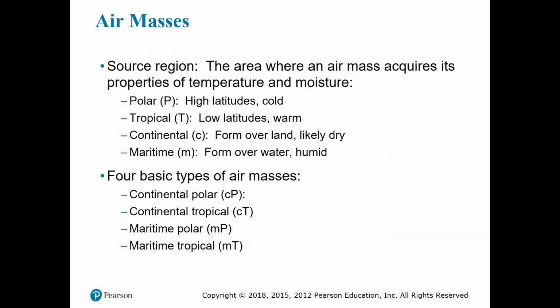The source region is the area where the air mass begins. It's going to share those properties of temperature and moisture. We classify them based on their region and the nature of the surface. So we've got polar, tropical, continental, and maritime. Polar air masses come from high latitudes and are going to be very cold. Tropical come from the lower latitudes. These are warm. Continental air masses form over land, and most of the time they're going to be dry. And then maritime form over water, so they're going to be carrying more moisture so they can bring in the humidity.